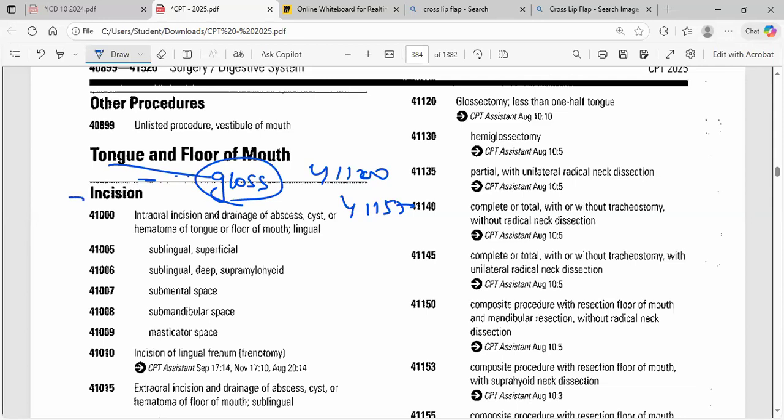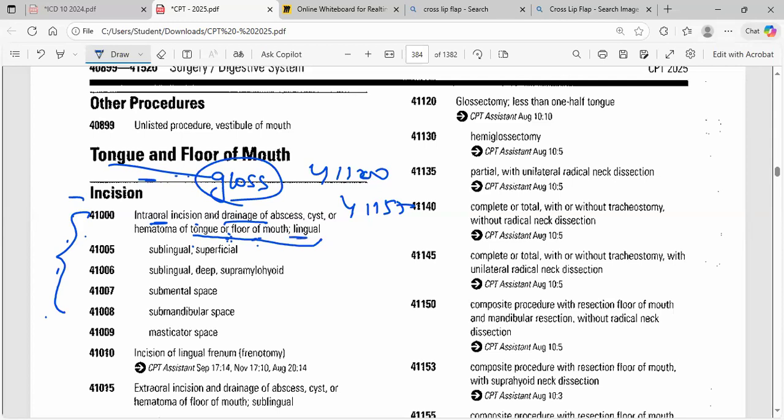First section we have incision. In the incision, all these procedures are performed on the tongue or floor of mouth. Earlier we also had a code for drainage of abscess, but that was from the vestibule of mouth, and this one is for the tongue or the floor of the mouth. With the help of an intraoral incision, there is drainage of abscess, cyst, or hematoma. We are going to use a code from 41000 to 41009.